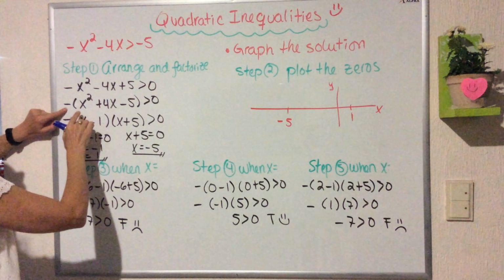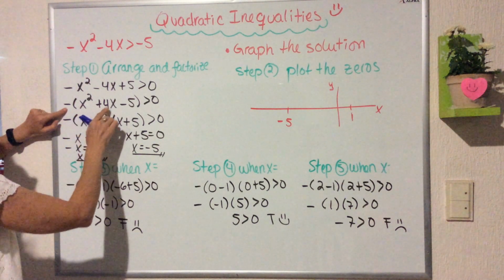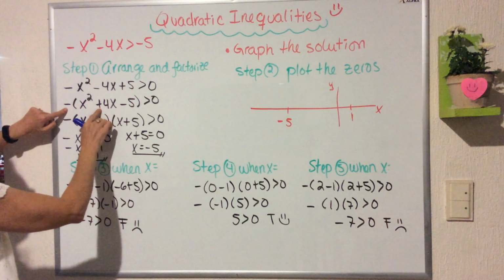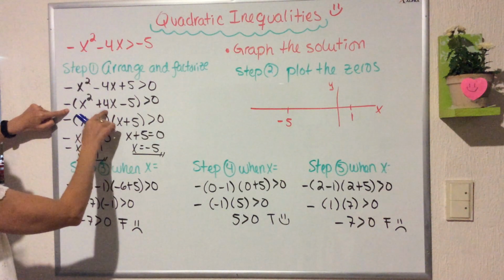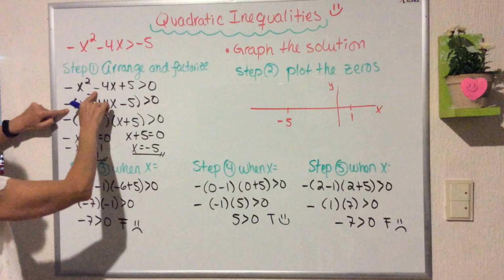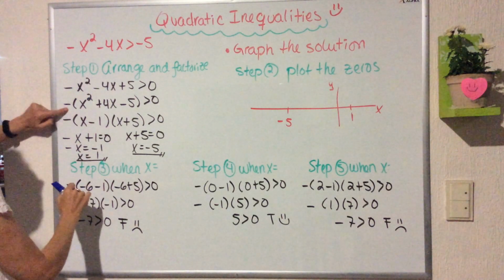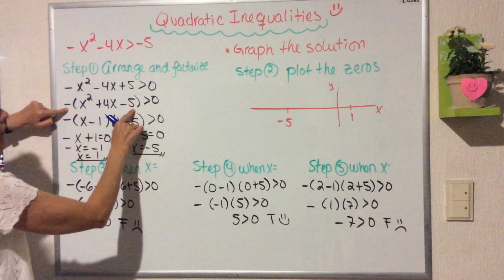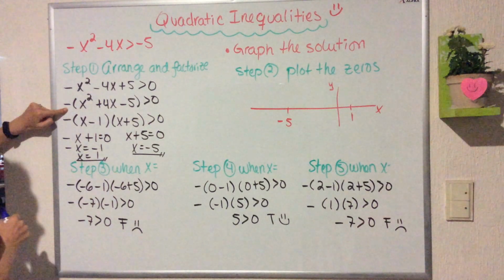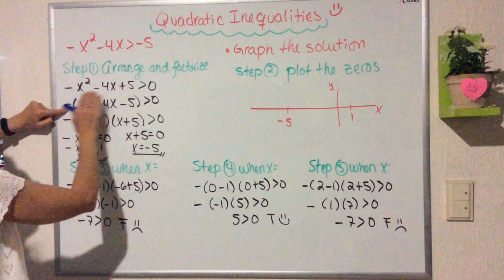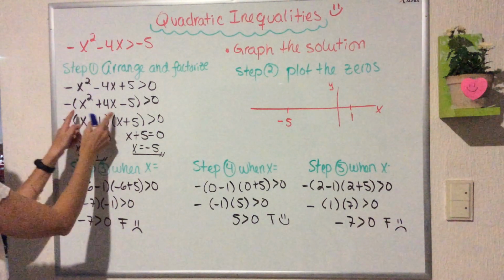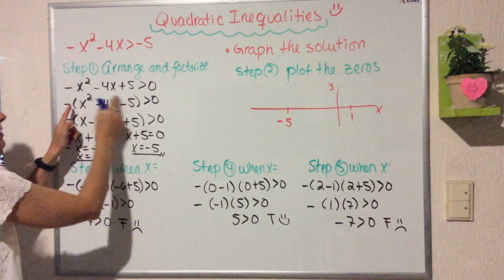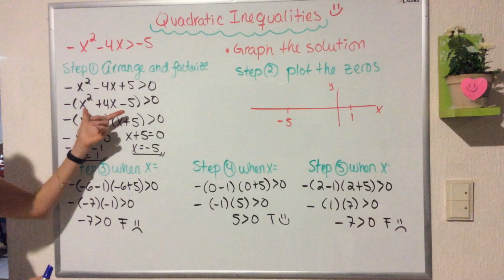So this way I am getting a positive x squared. And then negative times positive that I have here, negative. Negative times positive for x, we get negative 4x. And then negative times negative 5, we get positive 5. Okay? Once we have factorized the negative 1, we're going to factorize what we have inside the parentheses, the quadratic function, okay?